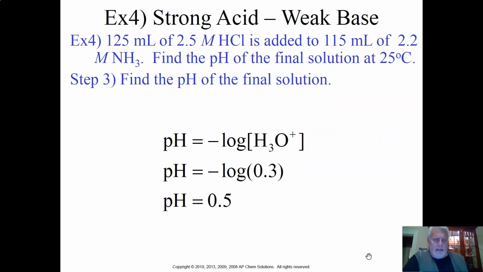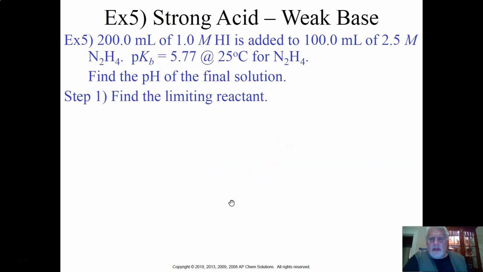All right, 1 sig fig, 1 place to the right. Piece of cake. So these are starting to feel a little bit the same to you. Again, you just sort of work yourself through these problems.